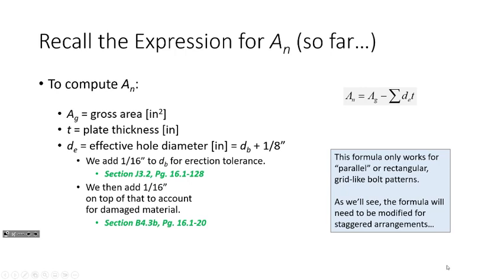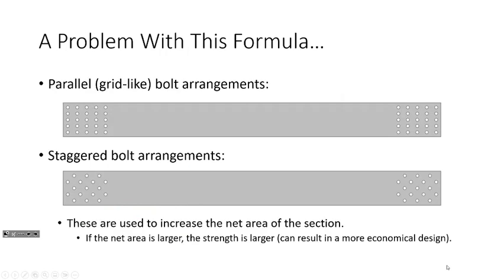And it's incomplete because this formula really only works for parallel bolt patterns. And what I mean by that are bolt arrangements where the bolts are in a grid-like arrangement, okay? So to give you a visual understanding, that formula only works for these types of bolt arrangements. But it is very possible that we have bolt arrangements like this. These are what I mean when I say you have a staggered bolt arrangement.